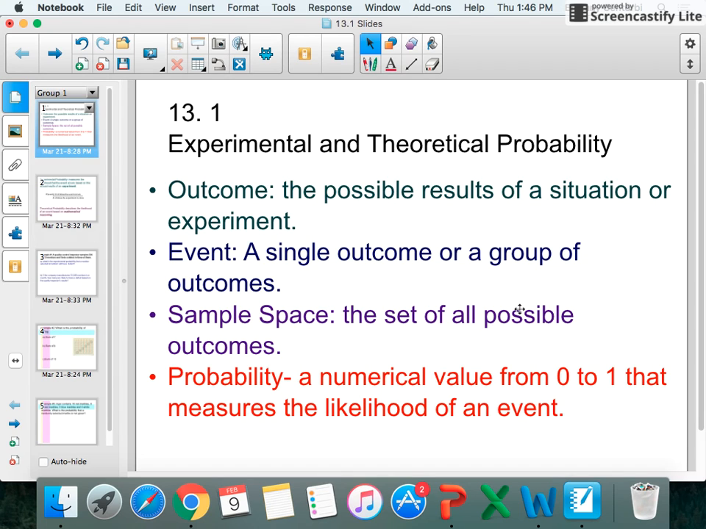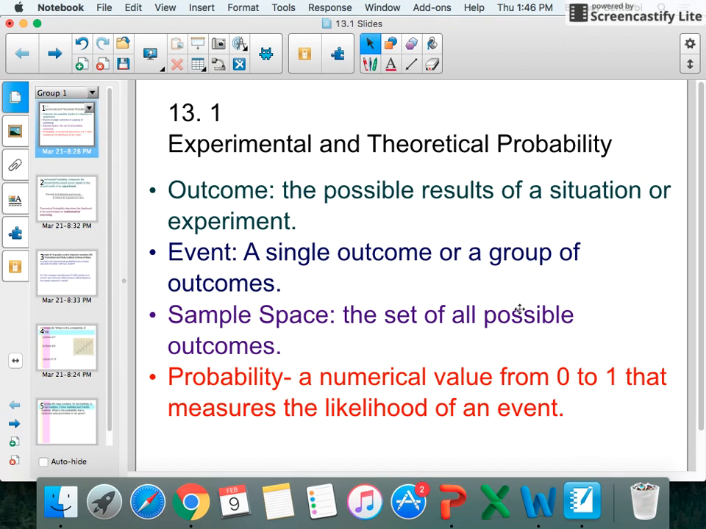All right, so our first section is experimental and theoretical probability. So just some quick vocab. You have an outcome, which is the possible results of a situation. You have an event, which is a single outcome or groups of outcomes. And then you have a sample space, which is a set of all possible outcomes.